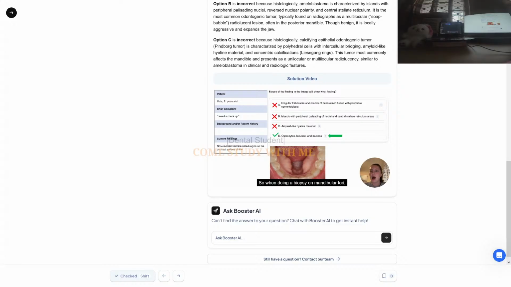So when doing a biopsy on mandibular tori, which are just a bony protuberance that are a variation of normal, we will see osteocytes, lacunae, and the overlying mucosa. Irregular trabeculae and islands of mineralized tissue with peripheral cementoblasts would be seen in a cementoblastoma. Islands with peripheral palisading of nuclei and central stellate reticulum areas would be seen in an ameloblastoma, and amyloid-like hyaline material would be seen in a Pindborg tumor.